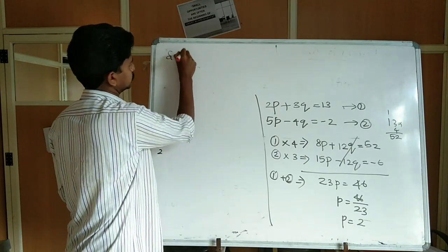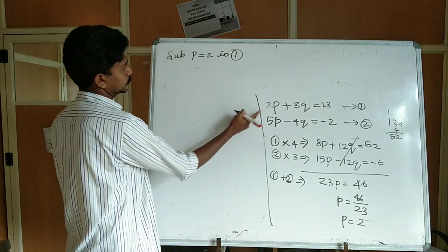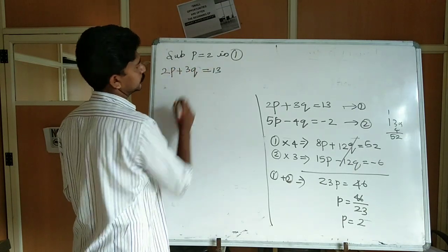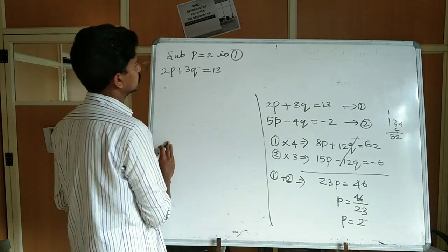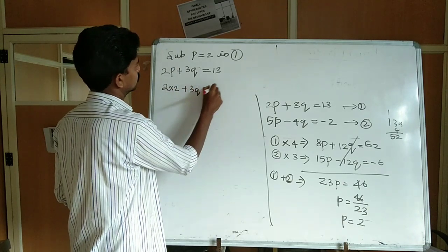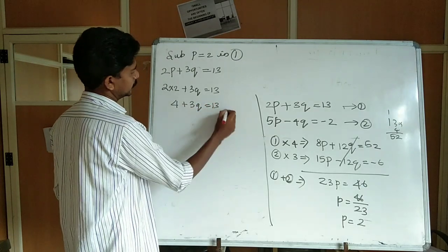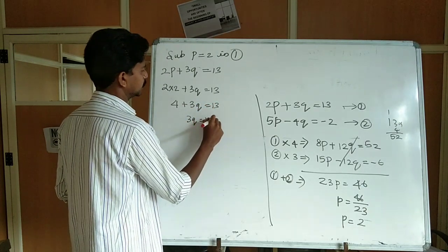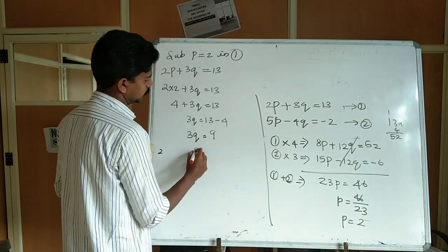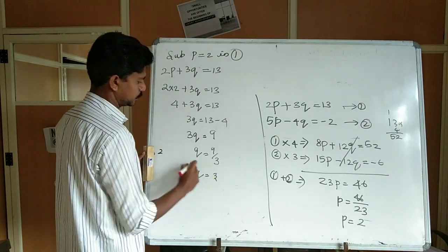So substitute p is equal to 2 in equation 1. Equation 1 is 2p plus 3q is equal to 13. We can substitute the value. So 2 into 2 plus 3q is equal to 13. 4 plus 3q is equal to 13. We send that to the other side, so 3q is equal to 13 minus 4, which is 9. q is equal to 9 by 3, q is equal to 3. So q value is 3.